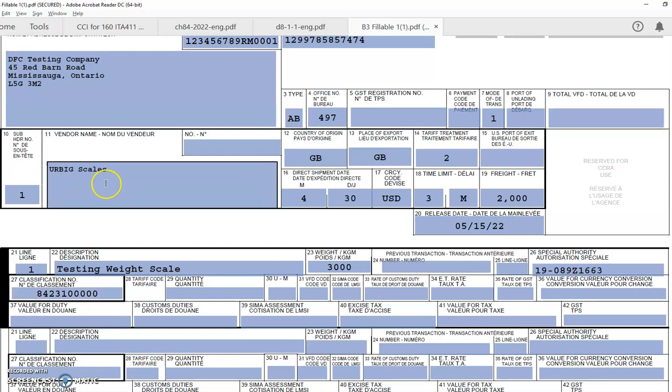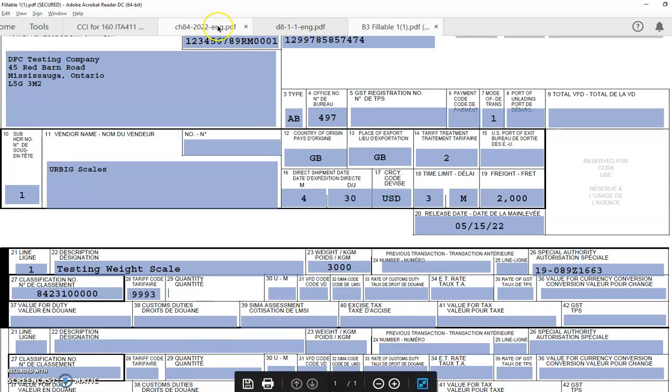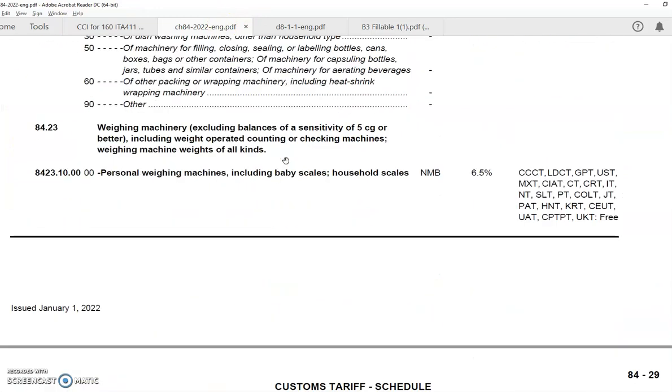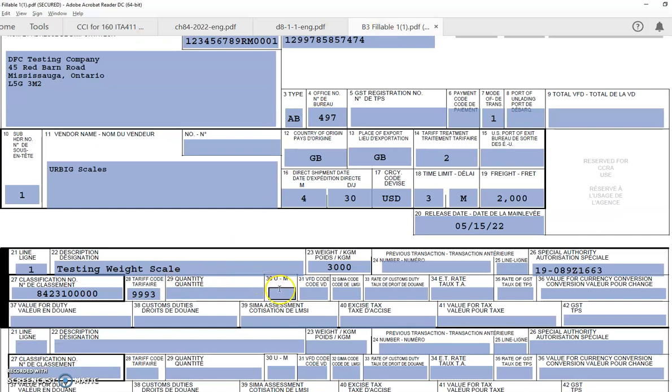8423100000. The tariff code. This is a temporary entry, so therefore we don't want to pay any duty, so we need to get rid of the duty by putting in tariff code 9993. You put it in even if the duty rate is free, most favored nation. This one I believe is not. So for 842310, we need to look up that HS number. It is NMB as unit of measure, and it's 6.5% duty. So it's NMB, and of course the quantity is 1.